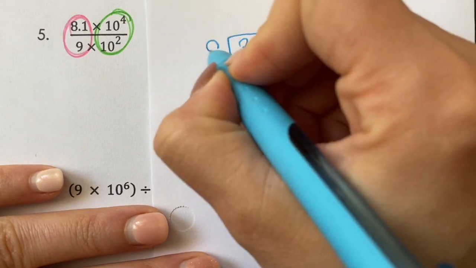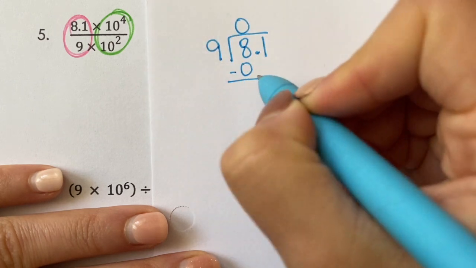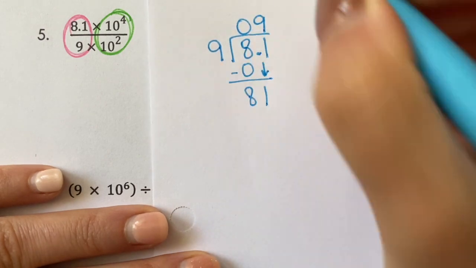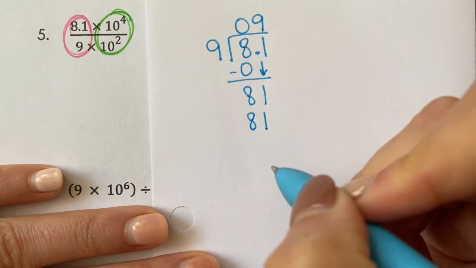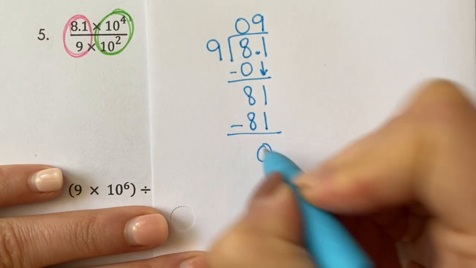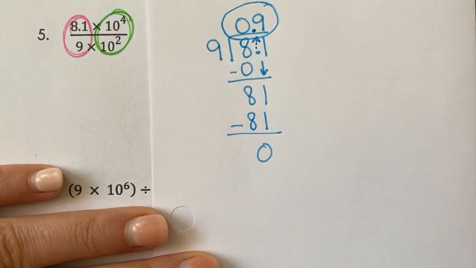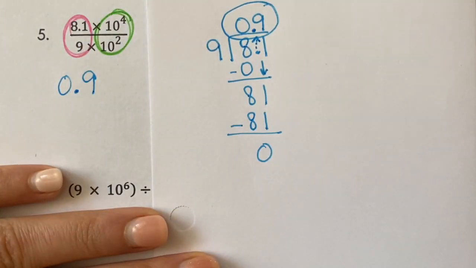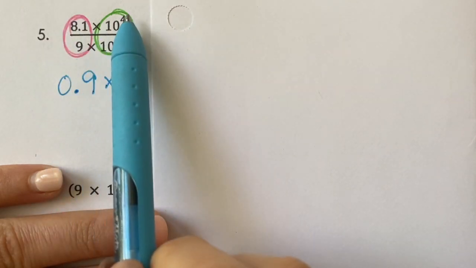8.1 divided by 9. 9 can't go into 8, but 9 can go into 81, 9 times. Remember, you don't worry about the decimal right this second. 9 times 9 is 81. And when you subtract, you have 0 remainder. Don't forget to go put your decimal back where it was. So our answer to 8.1 divided by 9 is 0.9. You know you're going to bring down your multiplication sign in the middle, so you can go ahead and do that now. And then the second part we have to do is divide 10 to the 4th power divided by 10 to the 2nd power.